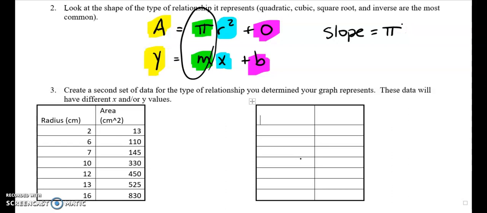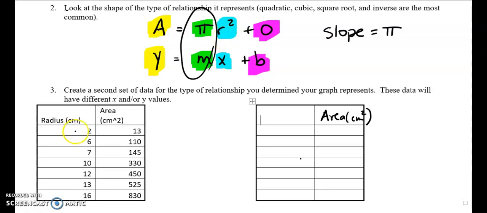So we're going to go ahead and linearize our data. For step number 3, I have on the left-hand side the radius and then the corresponding area that I measured. Now what we're going to do is linearize that. In this case, the area is just the y value, so the area stays the same, in centimeters squared. But the x value is going to be the radius squared.